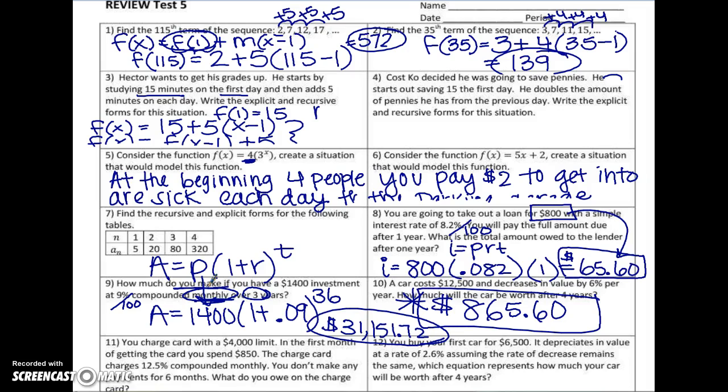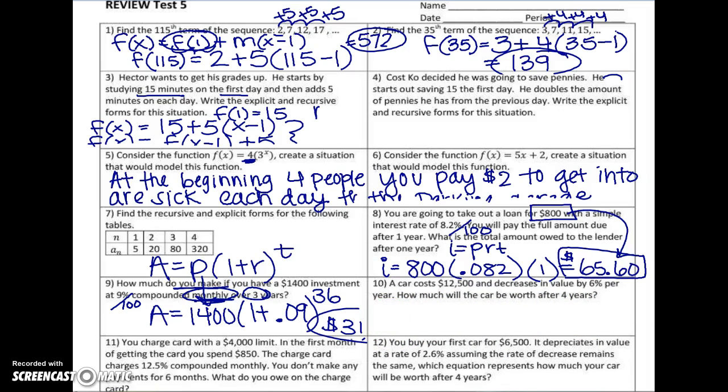Okay, number 10. A car costs $12,500 and decreases in value at a rate of 2.6%. Assuming the rate of decrease remains the same, which equation represents how much your car... Nope, I'm reading number 12, sorry. Number 10. A car costs $12,000, decreases 6%. How much will it be worth after 4 years?